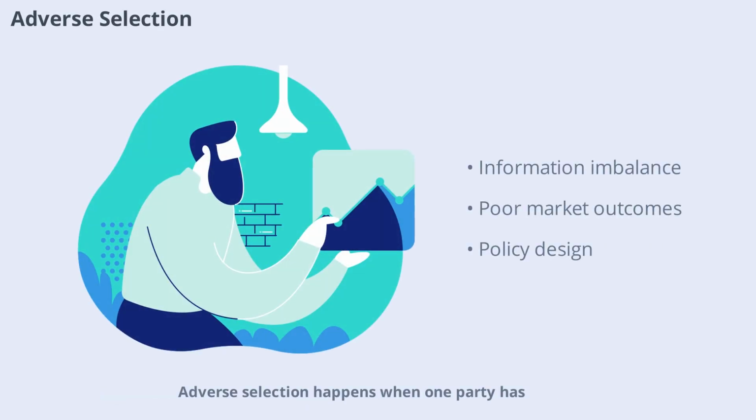Adverse selection happens when one party has more information about a transaction than the other, leading to poor outcomes. For example, in insurance, those most likely to need coverage are also most likely to buy it. Game theory and optimization help design policies that minimize adverse selection and ensure fair, efficient markets.